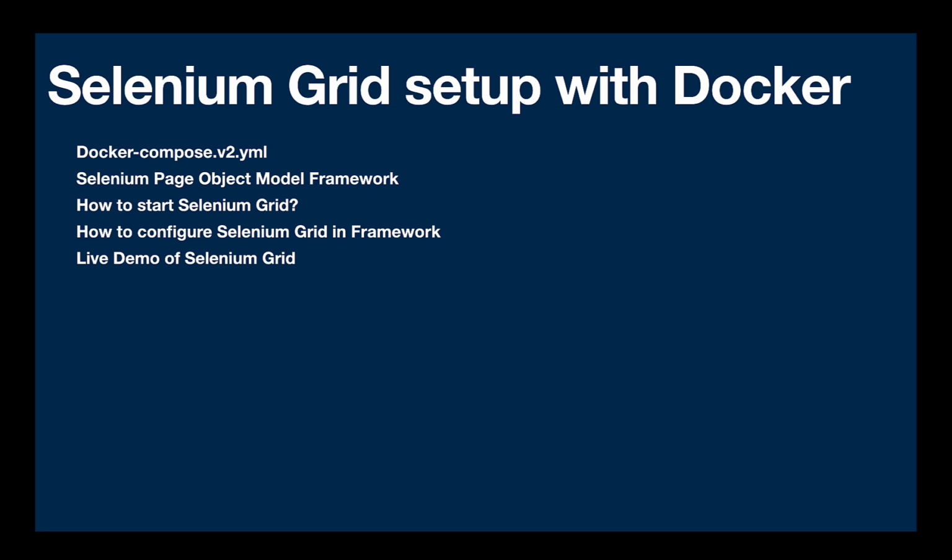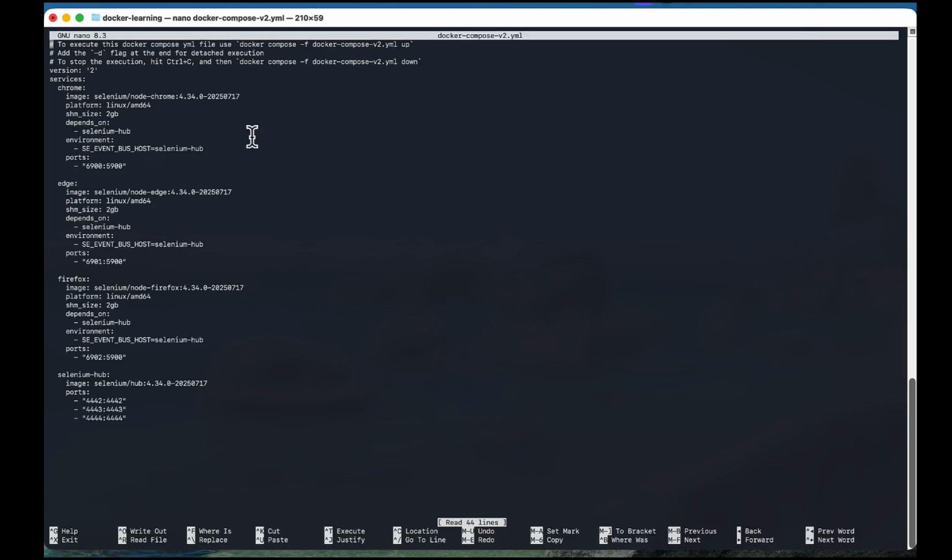Okay, so we'll see how to start the Selenium Grid using this Docker compose YAML file. And once it is up, we'll see how to configure this Selenium Docker inside the page object model framework, and we'll see the live demo also. So I just open terminal, and inside this directory I have the Docker compose YAML file. So I'll talk about what this Docker file is all about. To see the content, I'll just write nano docker-compose.